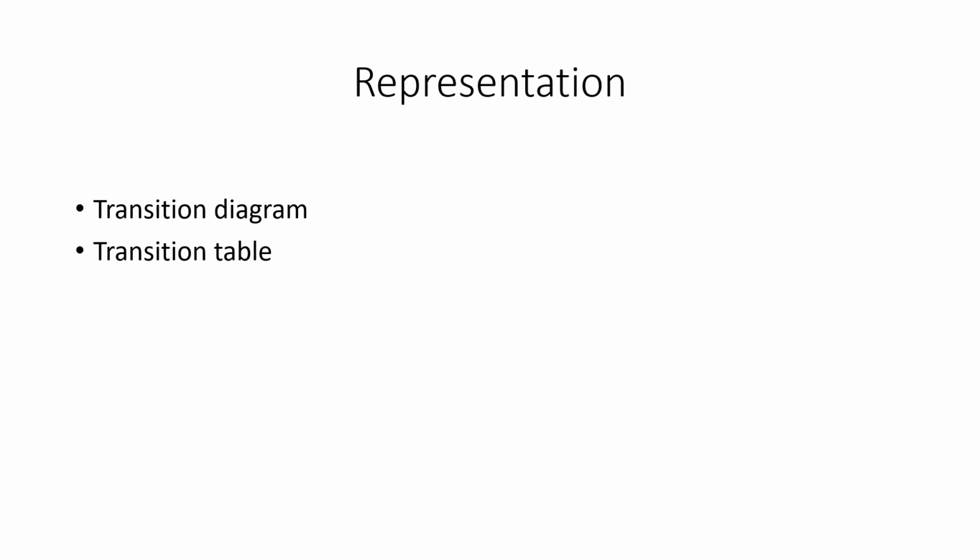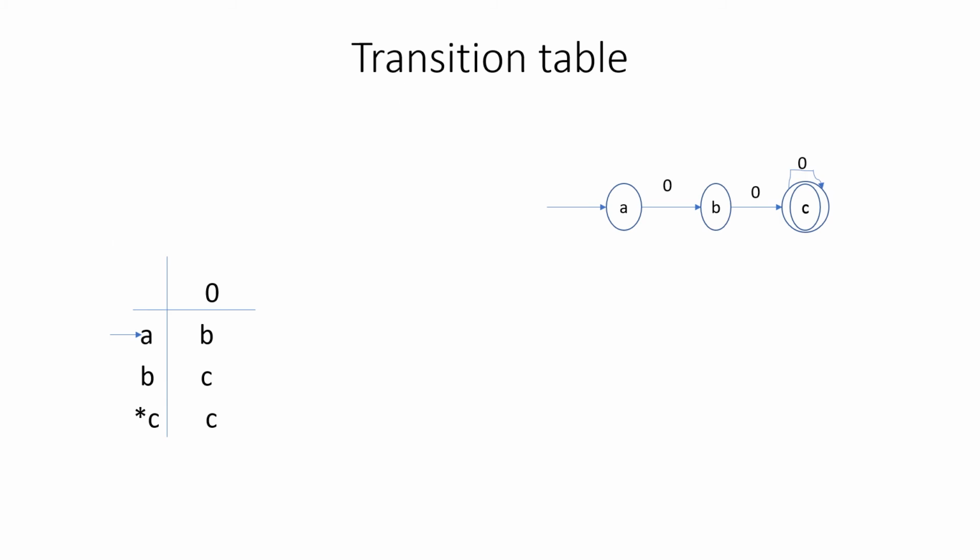Whether it is a deterministic finite automaton or a non-deterministic finite automaton, there are two ways to represent these automata. One is the transition diagram representation and another is the transition table representation. The representation we discussed in the earlier slide is known as the transition diagram representation. Hence, the transition diagram representation consists of states and transitions, that is, the circles and the edges. The other representation is the transition table representation.